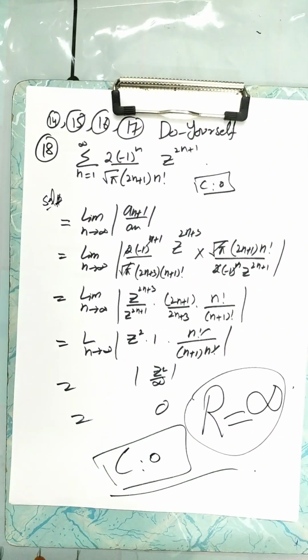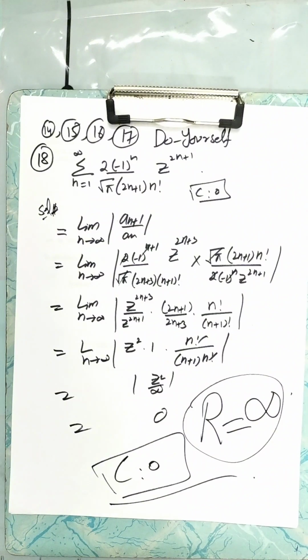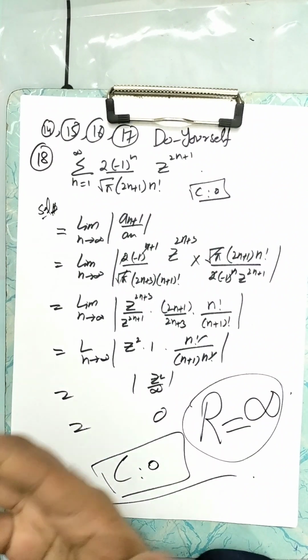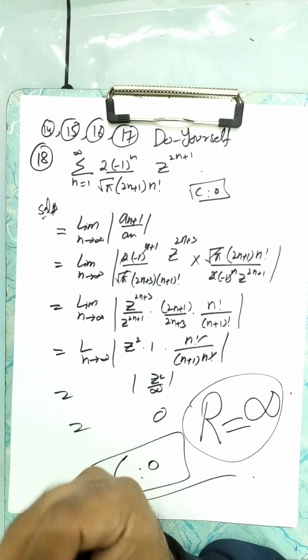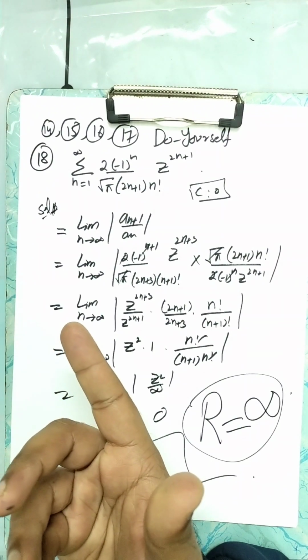So this is problem set 15.2, and hopefully you understand the concept of power series, and you are able to check the radius of convergence and center of the power series.